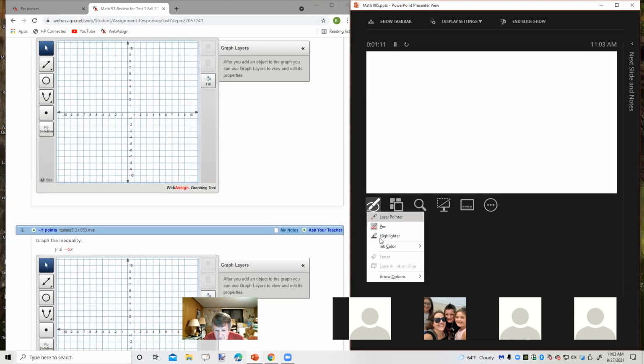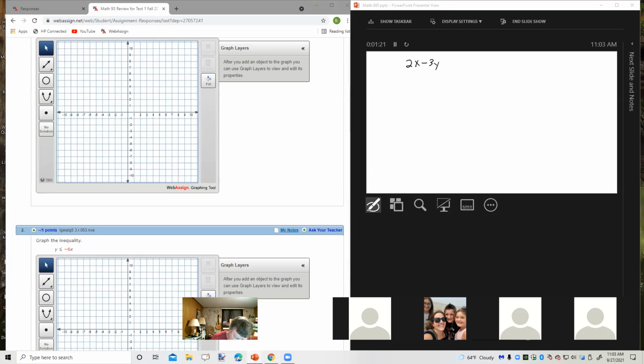I've got the pen and I'll go with black. So I've got, let's say, 2x minus 3y is greater than 7. Okay, and I want to graph this linear inequality. So the first thing I'm going to do is rewrite it as an equation: 2x minus 3y equals 7. Then I'm going to find 2 points on that line.